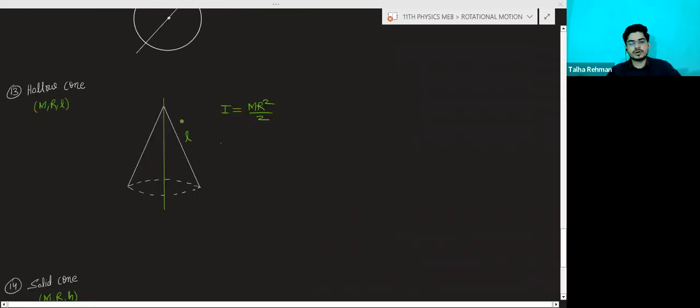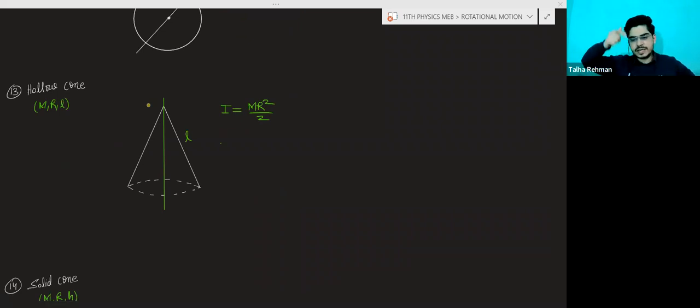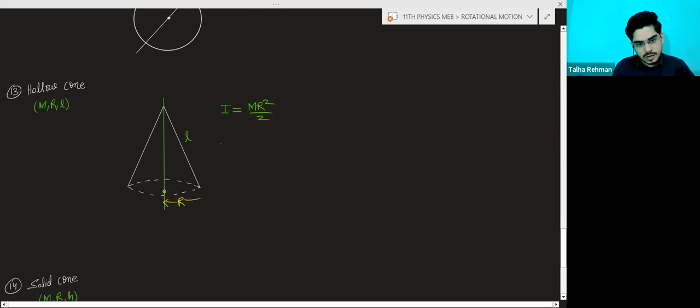After this we have a cone, the hollow cone. The example of a hollow cone you have seen is the birthday cap. The birthday cap is an example of a hollow cone. So the moment of inertia of the hollow cone about the axis of the cone will be M R square by 2. M is the mass of the cone, R is the radius of the cone, and L is the slant height.